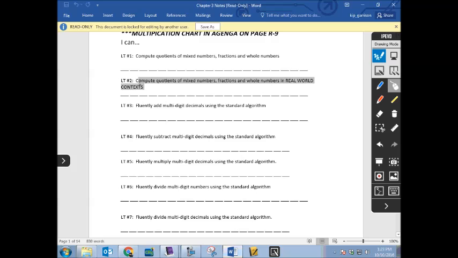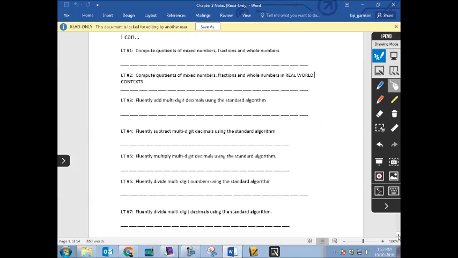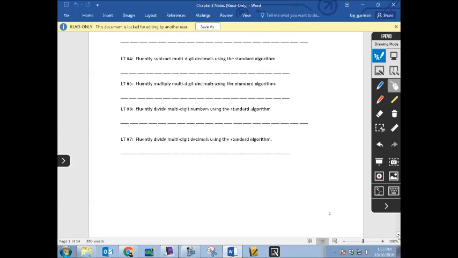So 2 is just going to be computing quotients of mixed numbers. So it's the exact same target, only what we're adding is real world context. So now we're going to go through and learn a little bit about which number is being divided, all that kind of stuff.